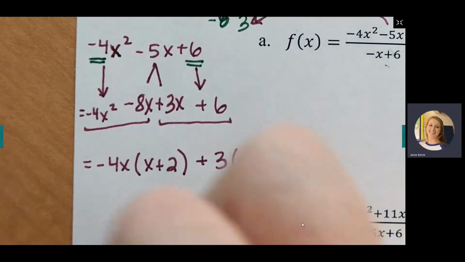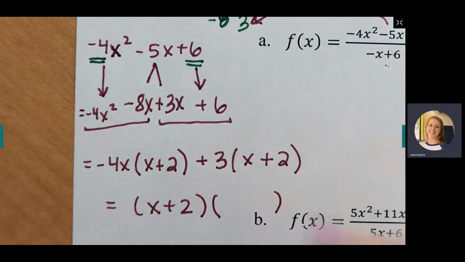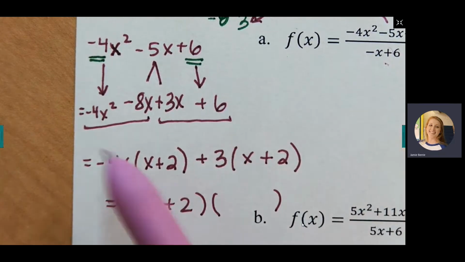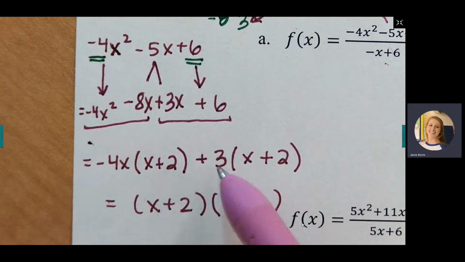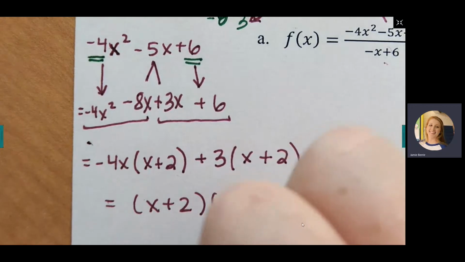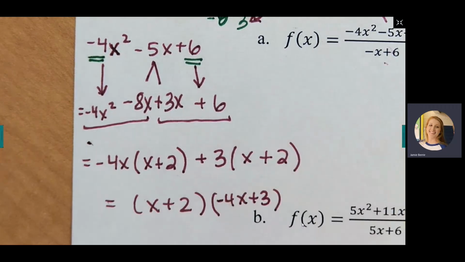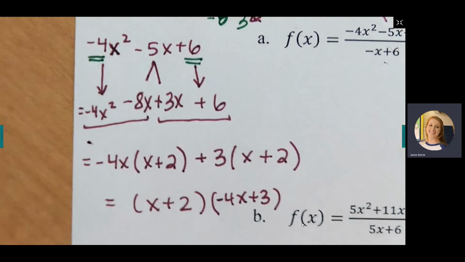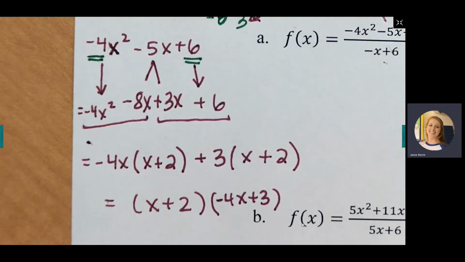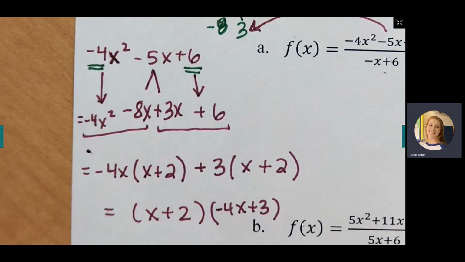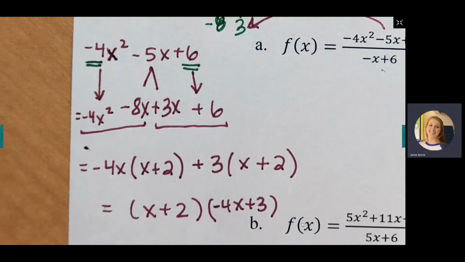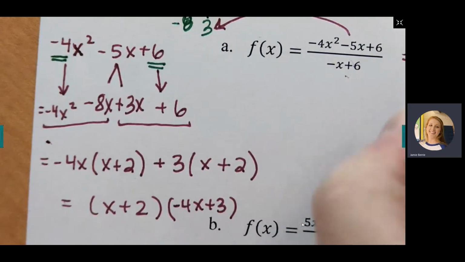So pull out that common factor. The x plus 2 goes out front. The leftover stuff goes in the next set of parentheses. So that's negative 4x plus 3. All right, so all this work, all this factoring, is just to see if we can cancel out something in the denominator. So let's write it up here, see if anything in our denominator cancels.